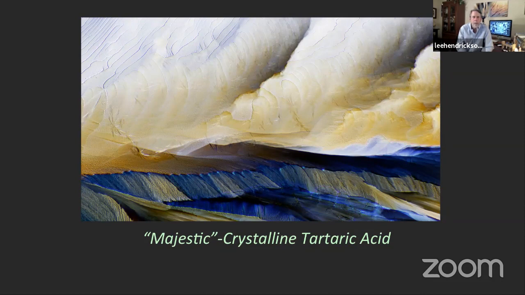Tartaric acid, to give you some idea, took me probably off and on for 6 months to get the crystals to grow into patterns that were what I would call fine art worthy. A lot of experiments, a lot of different things were tried, and then I would go back to the drawing board and think about what I might do next, or just go to a different substance for a while and let it sit and think about it. But crystalline tartaric acid is one of my favorites.